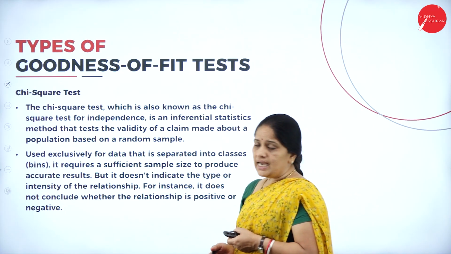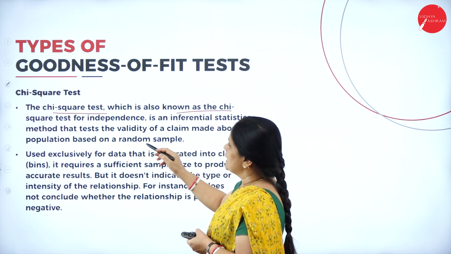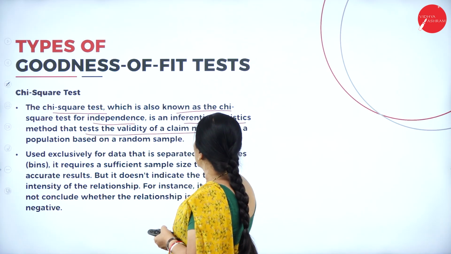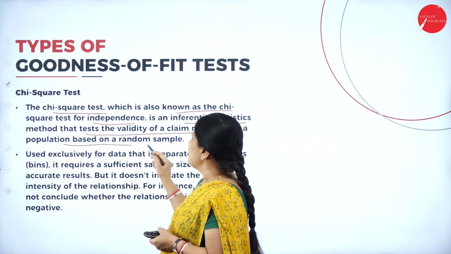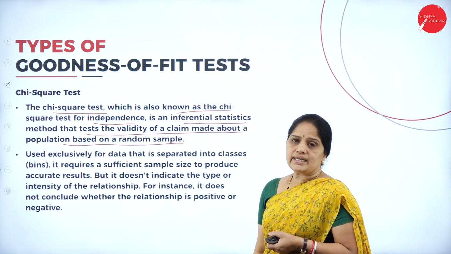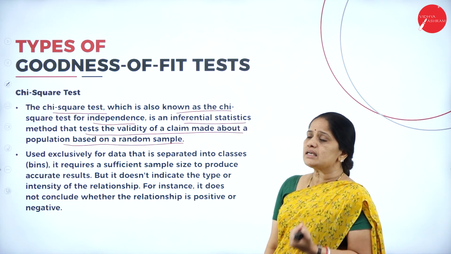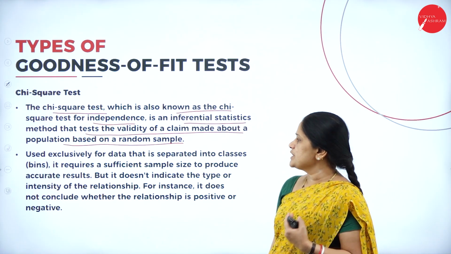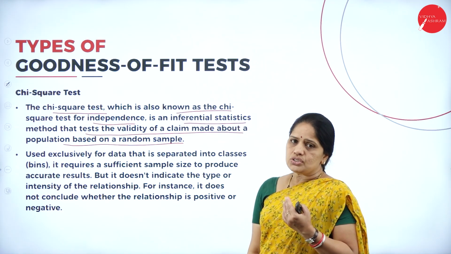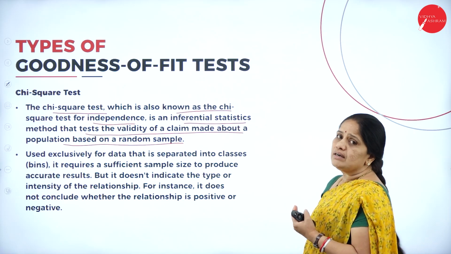Then next is the chi-square test. The chi-square test, which is also known as the chi-square test for independence, is an inferential statistics method that tests the validity of a claim made about a population based on a random sample. So, it is a statistical method with the help of which we can assess the validity of a claim made about the population.